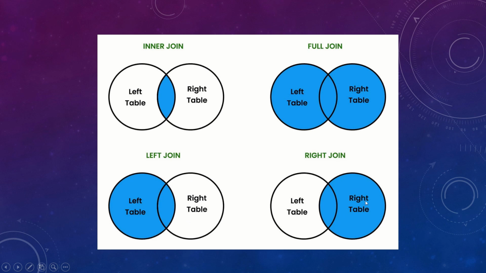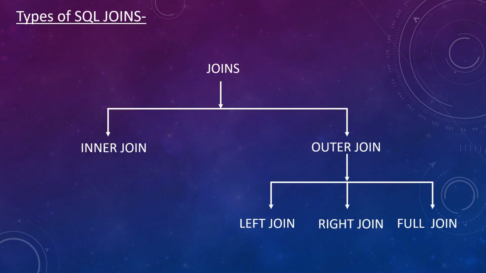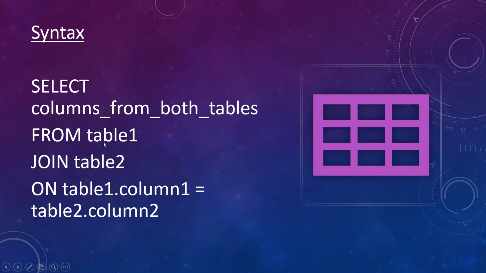Coming to right join, it is a mirror image of left join, as you can see in the diagram also. It returns all the records from the right table with the corresponding rows from the left table. And if there are no matches in the left table, null values will be returned for those columns. As I mentioned, the left table is the table which is listed immediately after from. The right or second table is immediately after the join keyword, as you can see in the syntax also. So this is the first table and this is the second table, or we can say this is the left table, this is the right table.